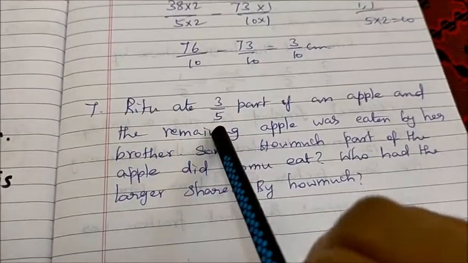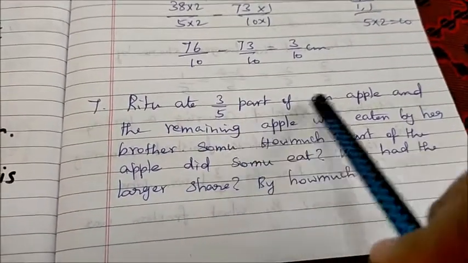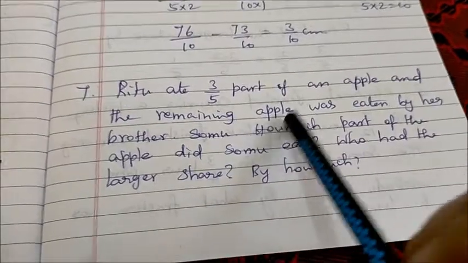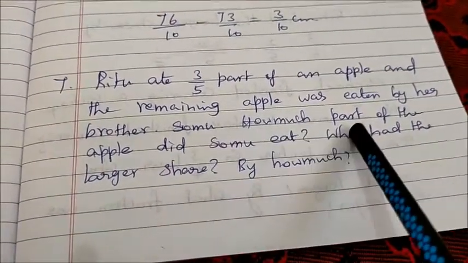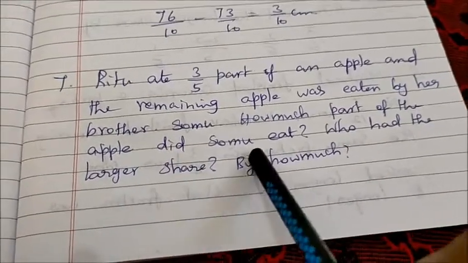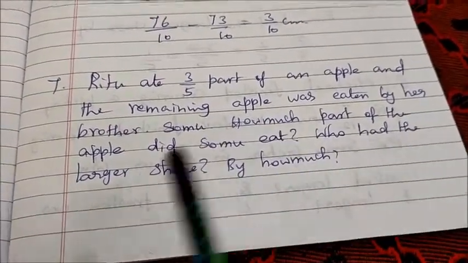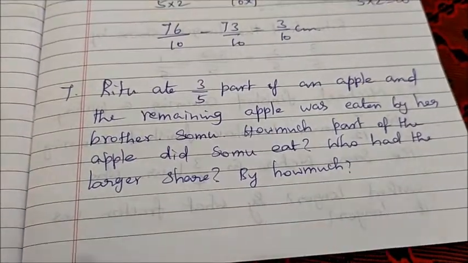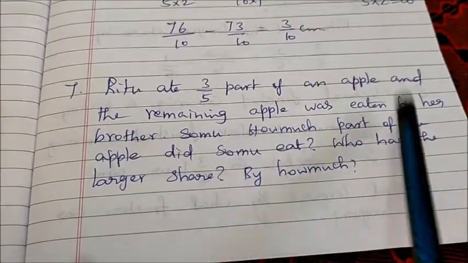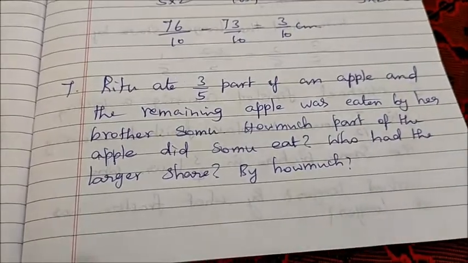Next sum is the seventh sum. Ritu ate 3/5 part of an apple, and the remaining apple was eaten by her brother Somu. How much part of the apple did Somu eat? Who had the larger share? By how much? Three questions are asked here.